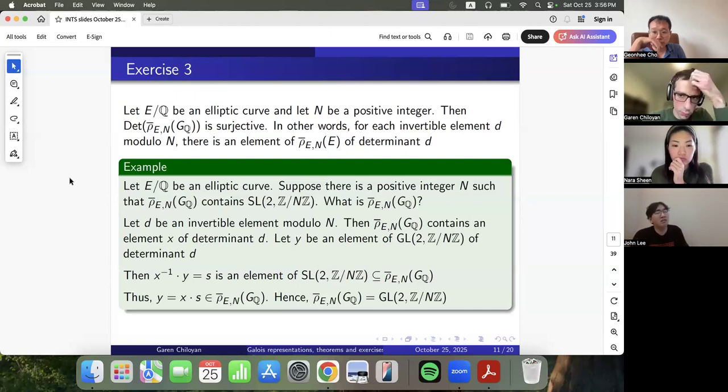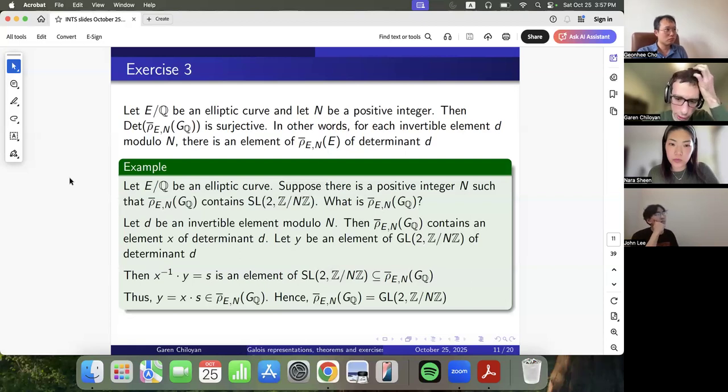But we have a known fact that if n is larger than a certain number, then this Galois representation group must be of a certain form. I think Garen will be talking about more details on it. But this is the most elementary and primary step to understand the mod n Galois representation: the image should at least contain the full determinant group.